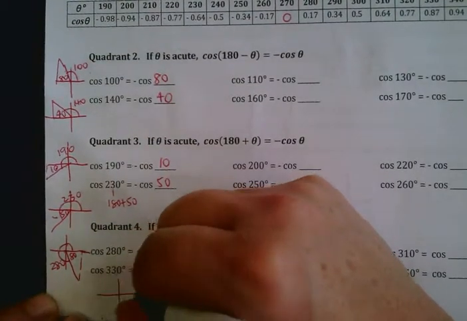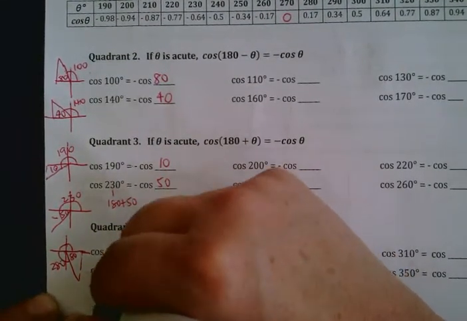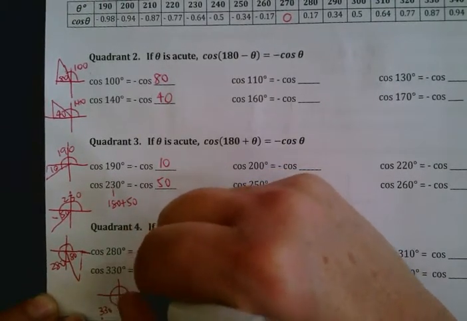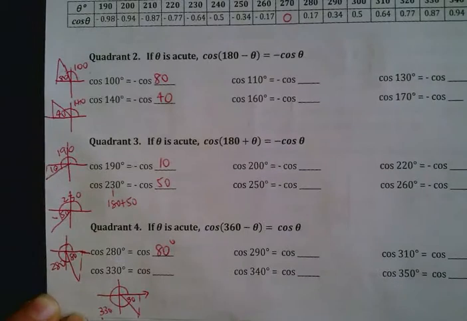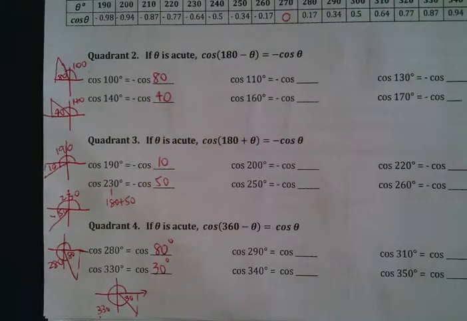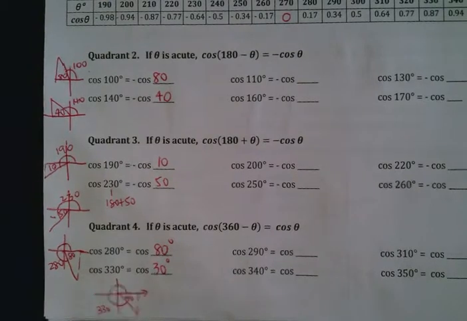Cos of 330. If you go 330 around, what's the little angle left over touching the x-axis? 30. So cos of 330 is the same as cos 30. Do we get it? Finish them off.